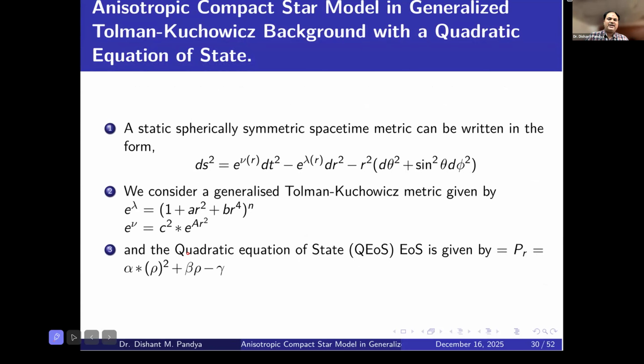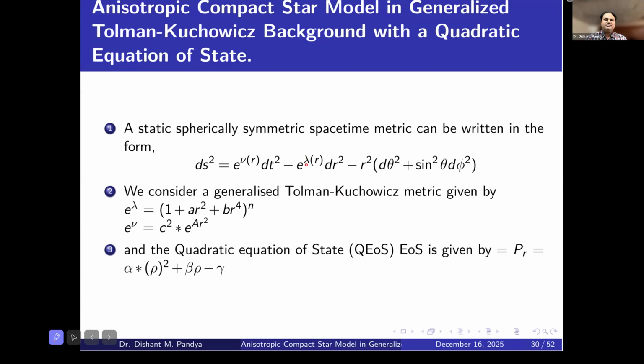Once we have understood that, let's quickly go to the actual, main part on which we have studied. We started with the static spherically symmetric space-time metric, which is given by this one. Here, the generalized Tolman-Kuchowicz metric is given by these two expressions. You can see here and correlate: e to the power nu is also there, e to the power lambda is also there. So we have the seed metric, and we have made this assumption.